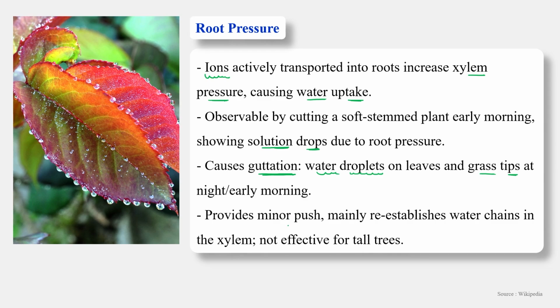It provides a minor push, which mainly re-establishes the water chain in the xylem. But this is not effective for tall plants. Tall plants need transpiration. Yes, this is because of the root pressure: normally these ions which are present in the soil are actively transported into the root, which increases xylem pressure and causes water uptake. Clear?